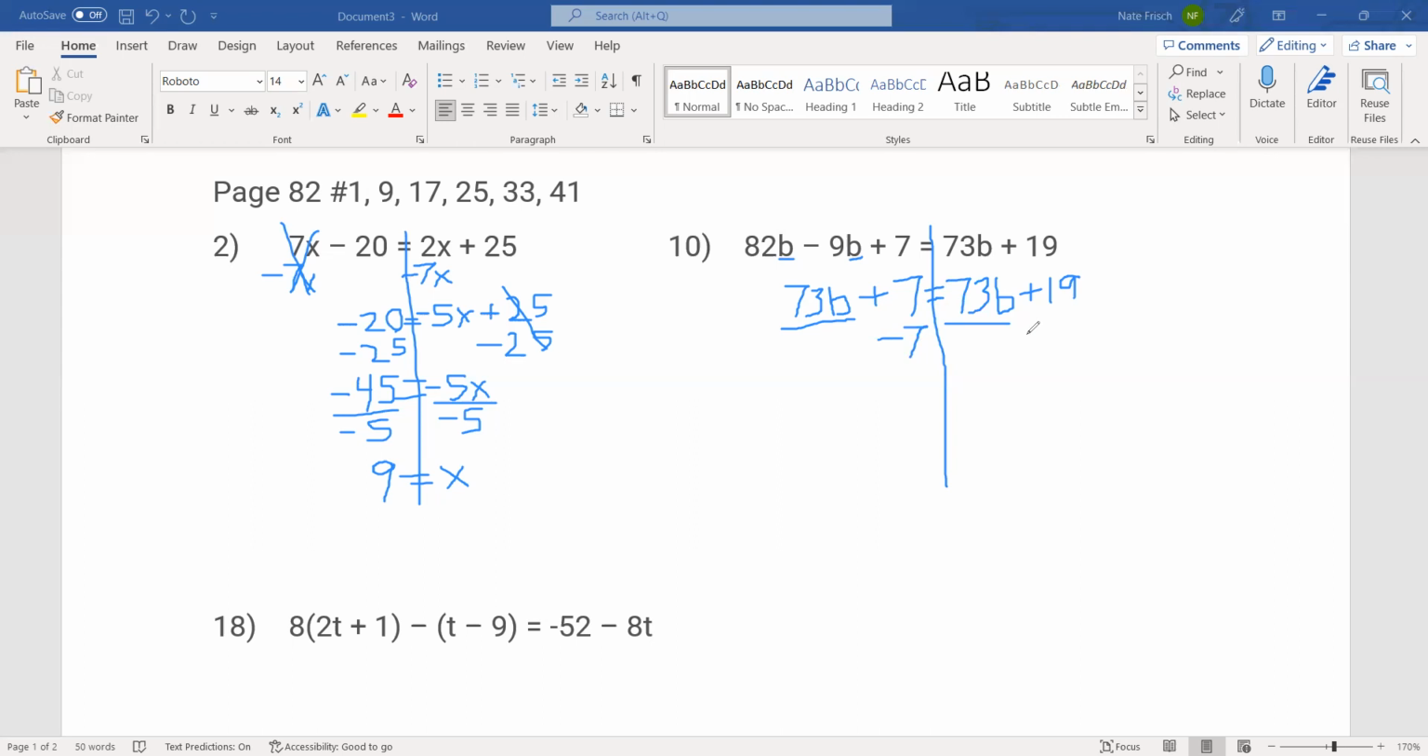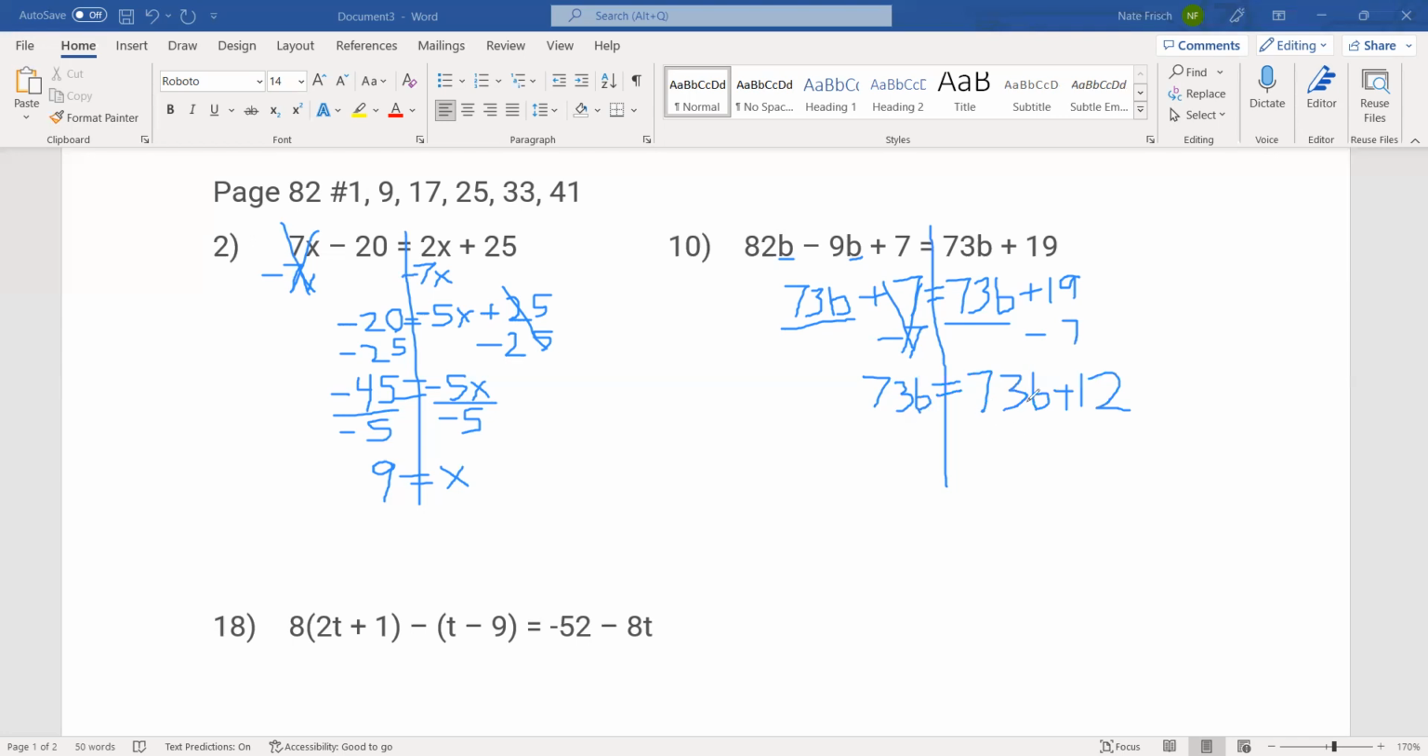And I'm going to do the minus 7 here because I want to line it up with like terms. So these just drop out. I'm left with my 73b. On the other side, I've got 73b. 19 minus 7 should give me a positive 12. So I can't think of any number where I can have 73 of this and 73 of this, and I add 12 and I actually get the same value.